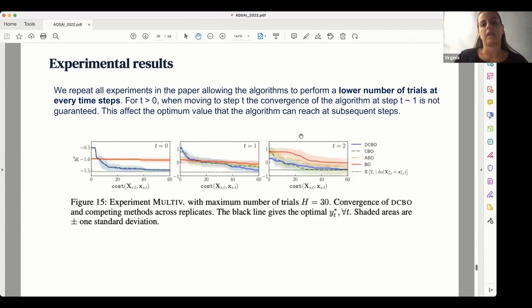I'd just like to finish by saying that this DCBO does not look forward in time. It's just a one-step-ahead sort of method. So it just selects the optimal intervention, given that we find the optimal at the previous time step. And so we've repeated the experiments by limiting the number of interventions that we can perform at every time step, so as to see the effect of not being able to identify the optimal before moving forward. And obviously, there is nothing that we can say about average sort of regret or non-myopic sort of regret.